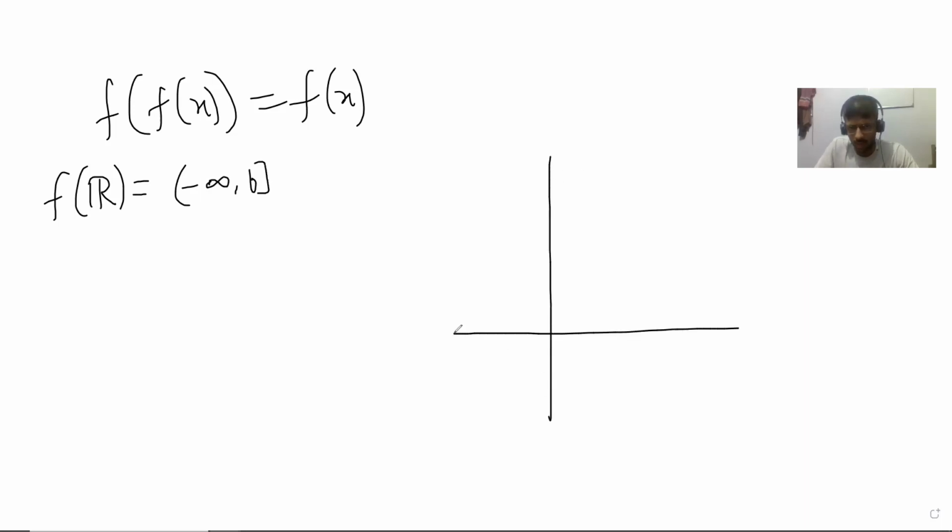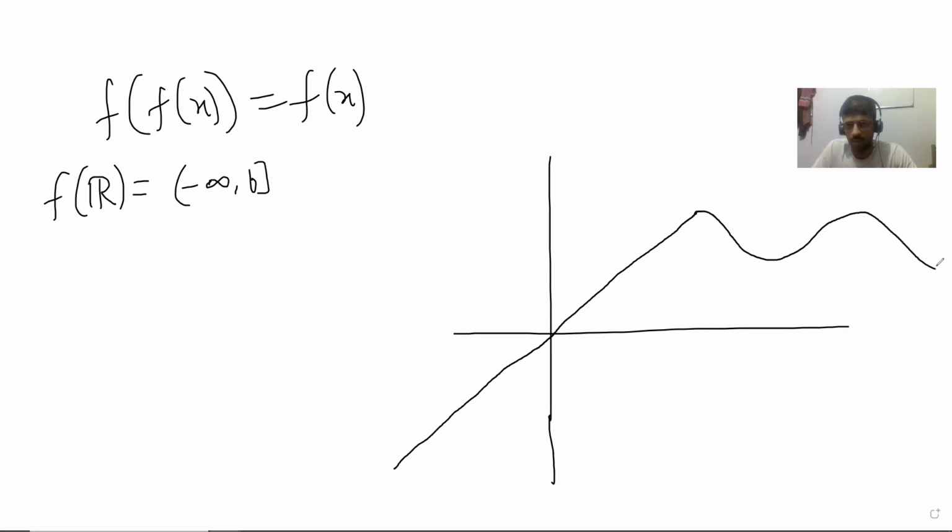Let's draw the graph. So that observation you saw, right? That it is identity on its range. Any point which is on the range will be sent to itself. So if we assume that the range stops, which intuitively looks wrong, right? The range should not stop, but then we have to show there is a contradiction. So something like this.